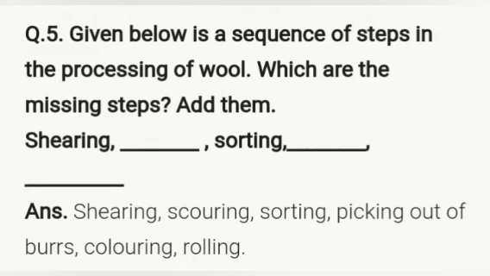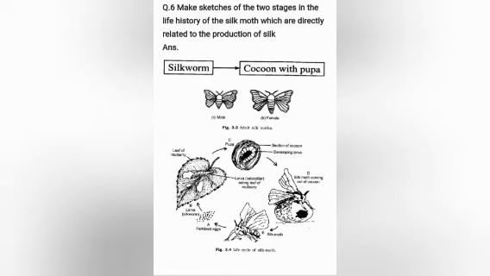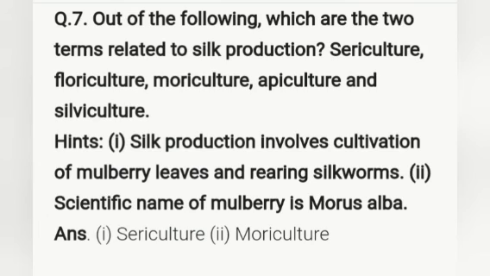And the book back exercise sixth question is, make sketches of two stages in the life history of the silk moth, which are directly related to silk production. Silkworm is a cocoon with pupa. Pupa. You can refer to the sketch and note it down as a diagram and see whatever the animal, skin, silkworms, butterflies, leaves, and so on.